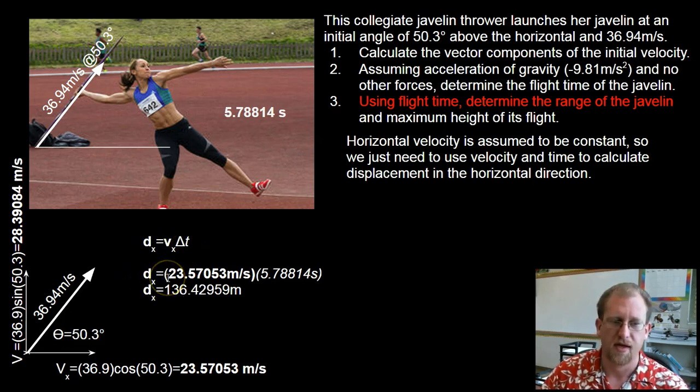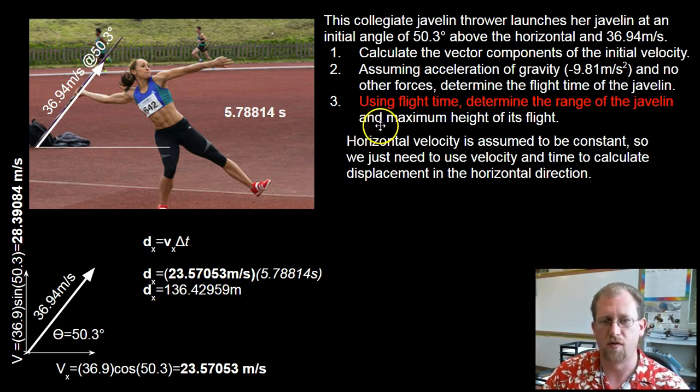Displacement in the x direction then is this velocity, which I got from here, right? That's my x direction velocity, times a certain amount of time. That's how long it was flying. So this number times this number gives me a displacement in the x direction of 136.42959 meters. That's how far she threw the javelin. That's a very, very long throw. Okay, that's well over a football field. So it's a very, very strong throw. Okay, so there you go. That's how far it went in the x direction.